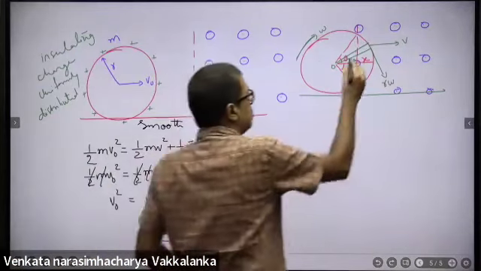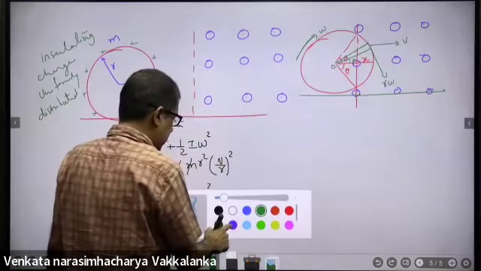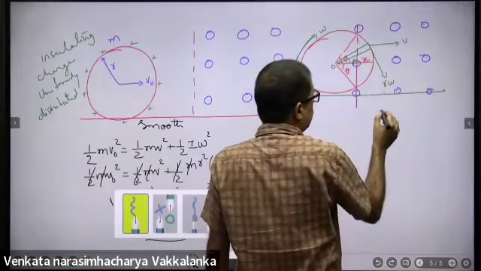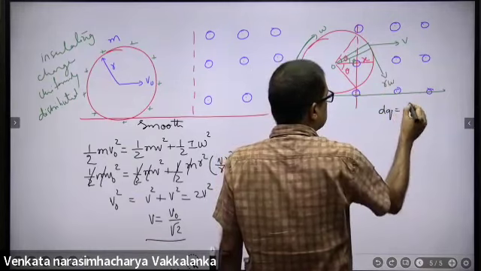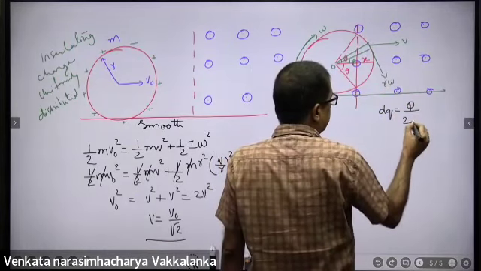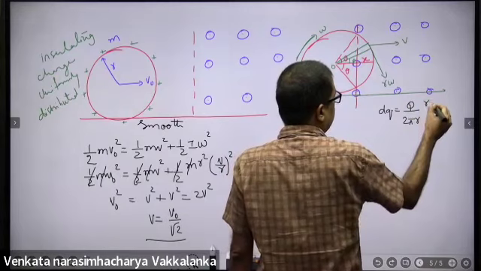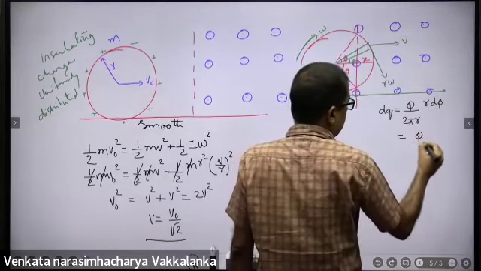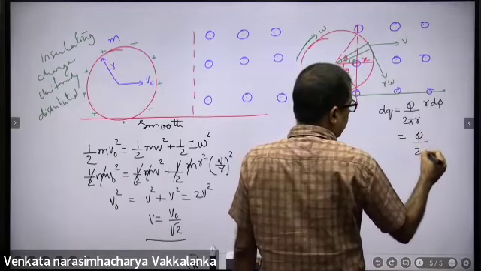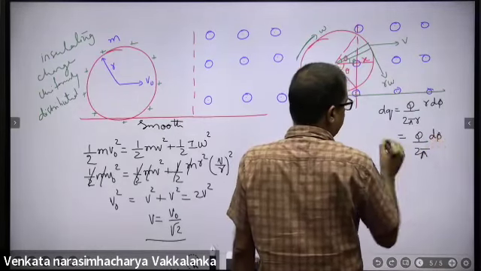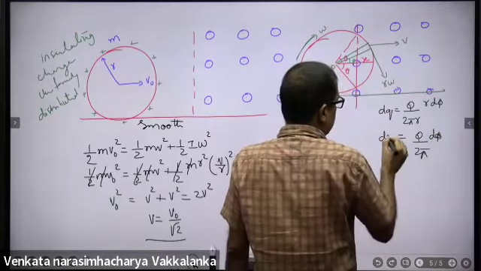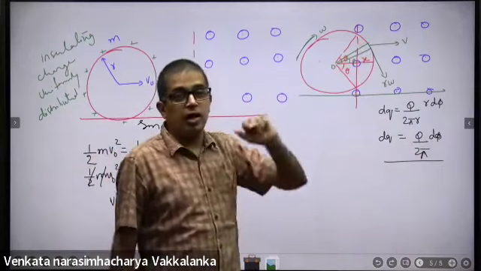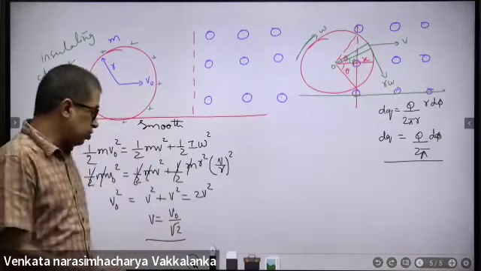Which doesn't make much difference for you, but I'll calculate dq. dq here will be charge per unit area, 2 pi r into r d phi. So this will be charge by 2 pi into d phi will be dq. dq is the charge on this small element. Now find the force on the small element.